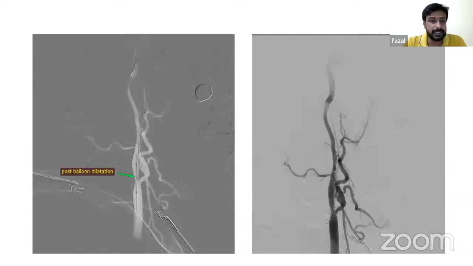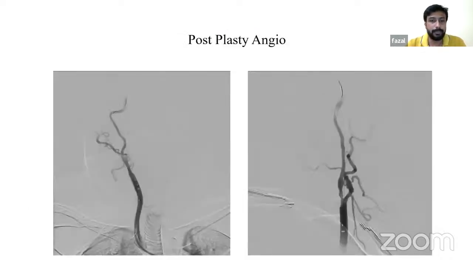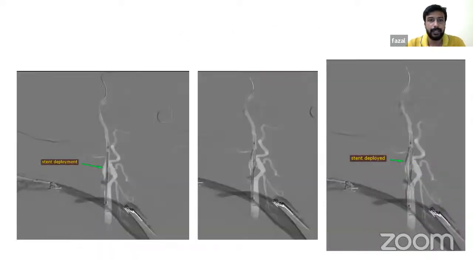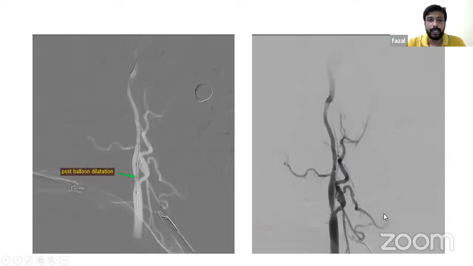So in this case, it is post balloon dilatation. We have now introduced the stent, and after that we are post dilating it with a balloon. This is a post plasty image, and after plasty we have deployed a stent and are post dilating it. So this is the stent deployment. You see the initial part coming out, and then the full stent is deployed. This is the post dilatation, balloon dilatation.